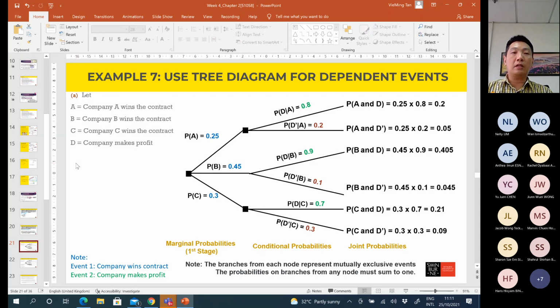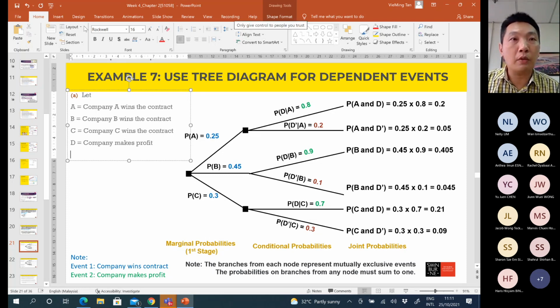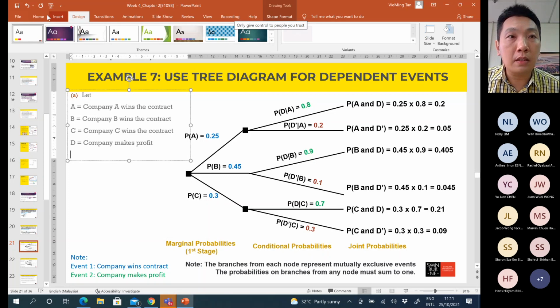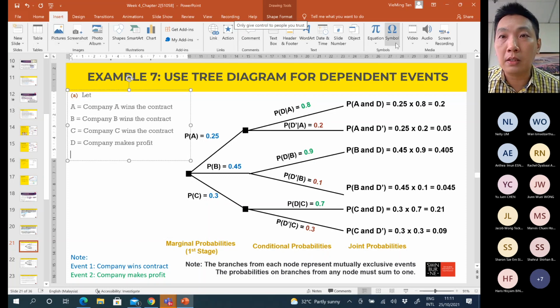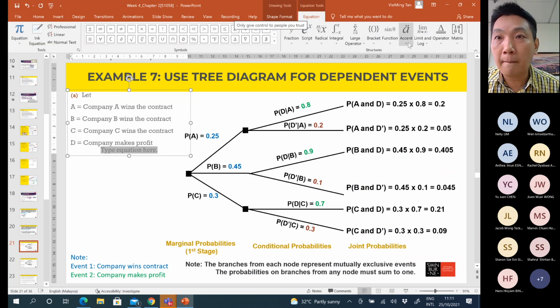Right? Because the company can either make profit or make a loss. There are only 2 possible outcomes. So D can be equal to company makes profit, and then you can use D bar to represent company not making profit, okay, or making a loss or not making profit. Okay, you can use D bar to represent this as well. So I use the symbol of this, right? D bar.